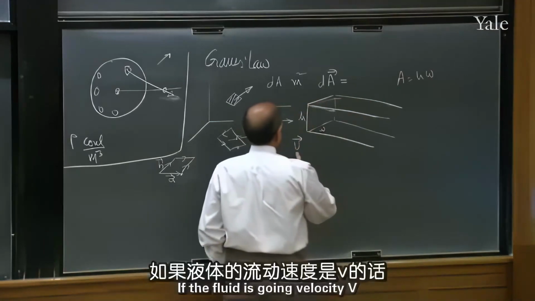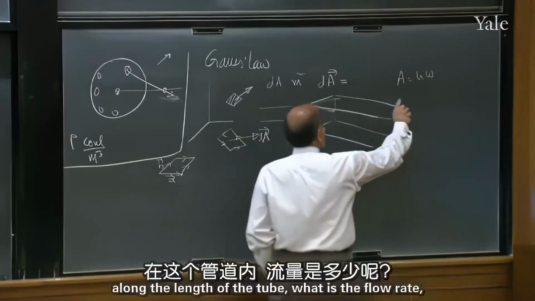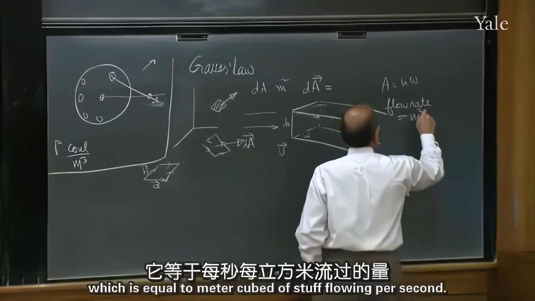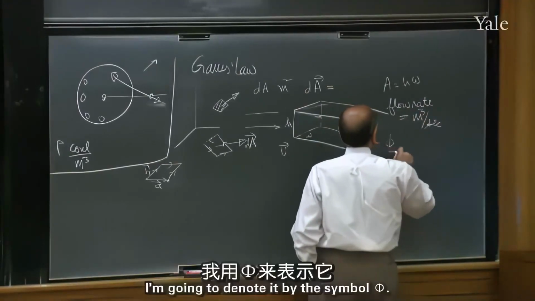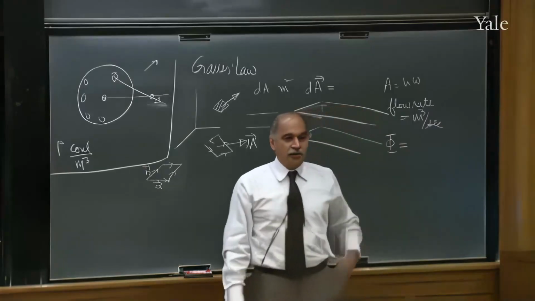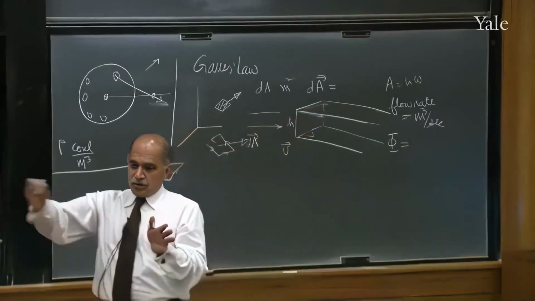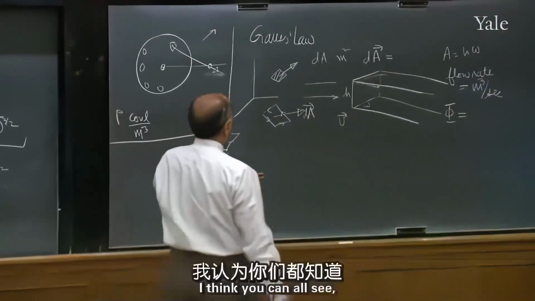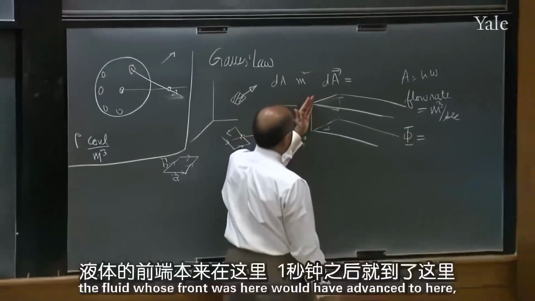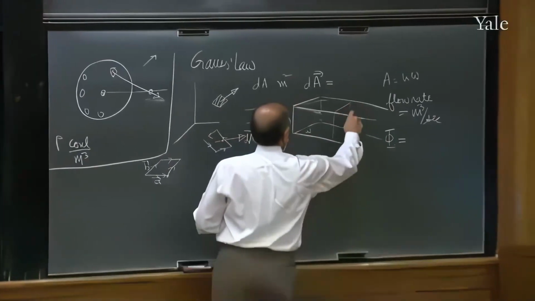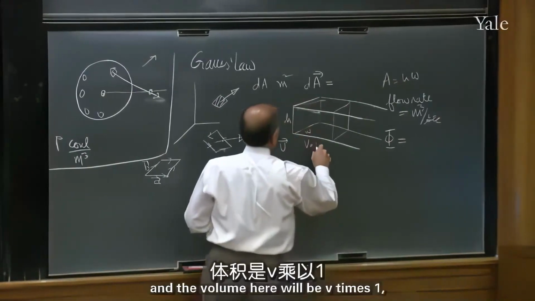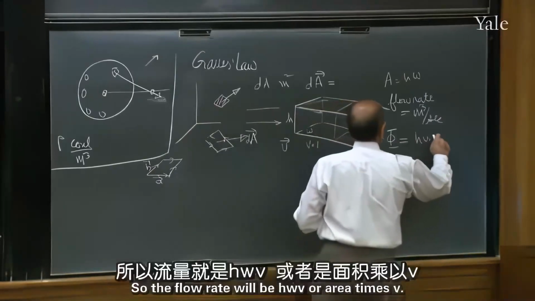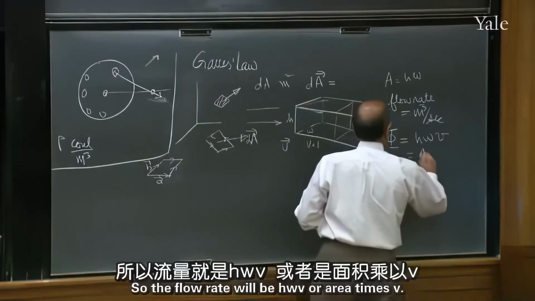If the fluid is going at velocity v along the length of the tube, what is the flow rate, which is equal to meter cubed of stuff flowing per second? I'm going to denote it by the symbol phi. If I wait 1 second and I watch all the fluid go by me past any cross section, how much stuff goes by? I think you can all see if I wait 1 second, the fluid whose front was here would have advanced to here. And the volume here will be V times 1, because in 1 second it goes a distance V. So the flow rate will be HWV, or area times V.